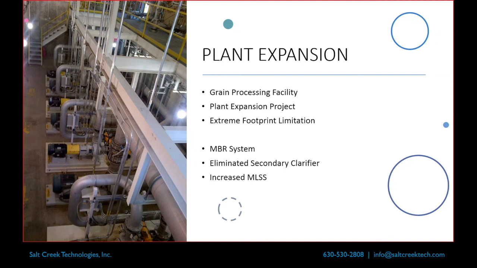So they had gone through, common theme here, a number of plant expansions and were looking to do the next one and realized they needed to do something with the biological system. And again, they had no room to go. What they ended up deciding to do was install an MBR system. It allowed them to get rid of the secondary clarifier. And then it also allowed them, I think they doubled the MLSS of the aerobic system, which gives them a much higher treatment rate, and they can put a lot more flow through the system than you would normally be able to.